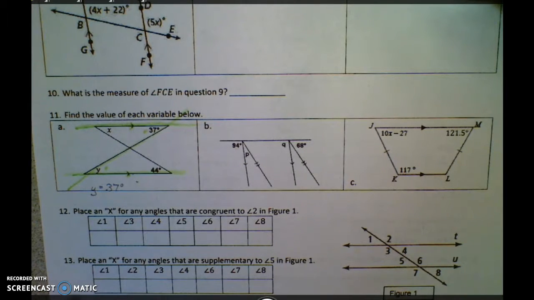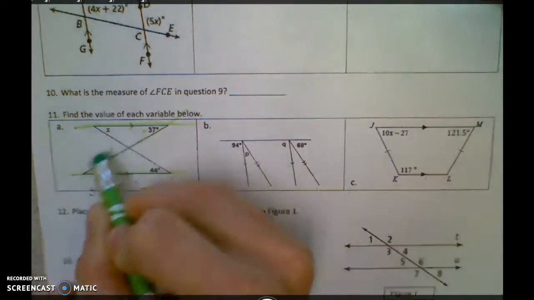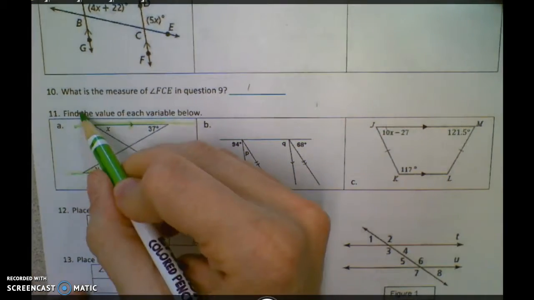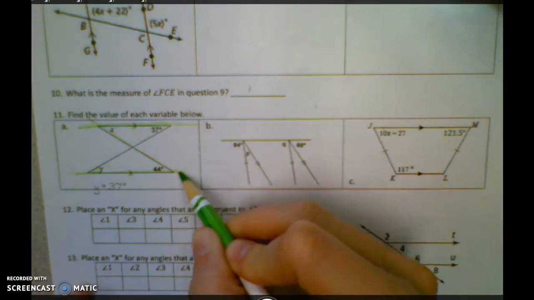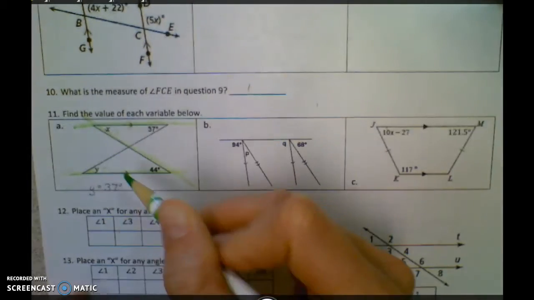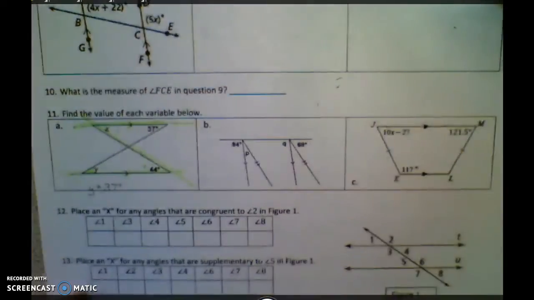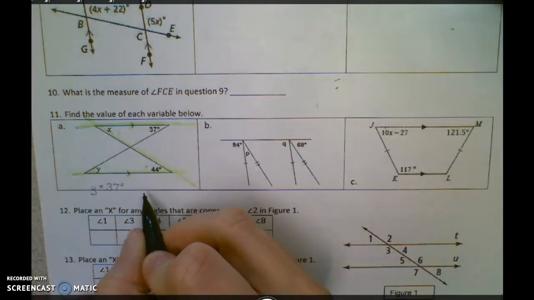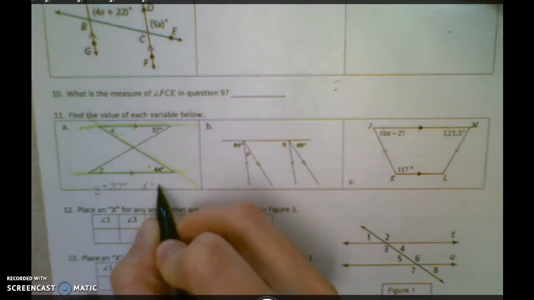If I want to go find X, I got to switch transversals because X is not using this transversal at all. Instead, X uses this transversal. And by drawing this one in, not only am I going to trace the sides of X, I've traced the sides of the 44-degree angle. Therefore, I'm going to try and classify those two. They're on different sides of the transversal. They are inside my parallel lines. That's another set of alternate interiors. X would be congruent to 44 degrees.